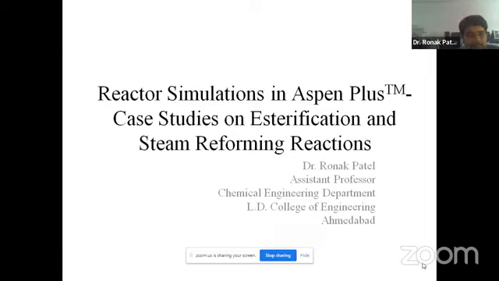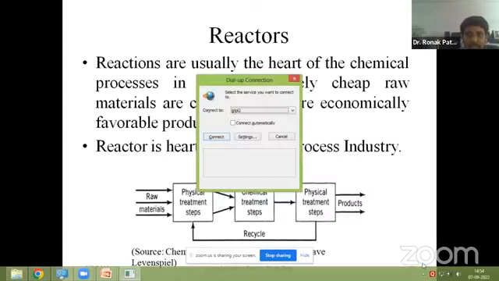So without wasting much of our time, I will be starting with my talk, which is reactor simulation in Aspen Plus, and I would be covering the case studies on esterification and steam reforming reactions.